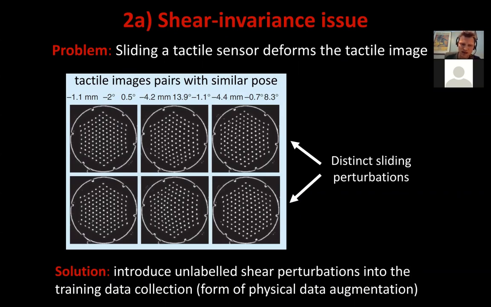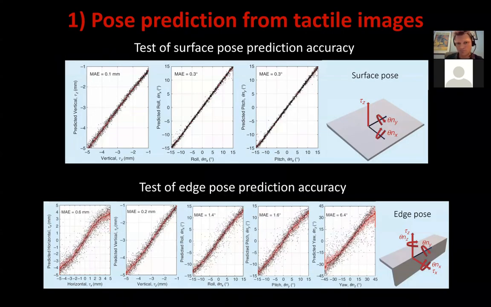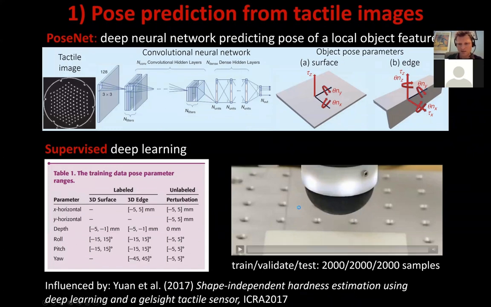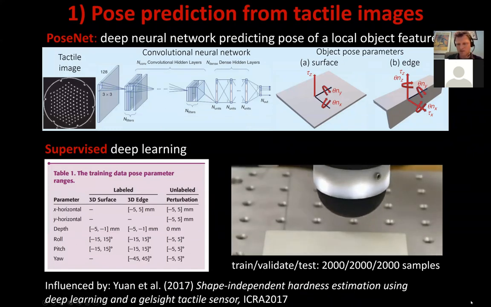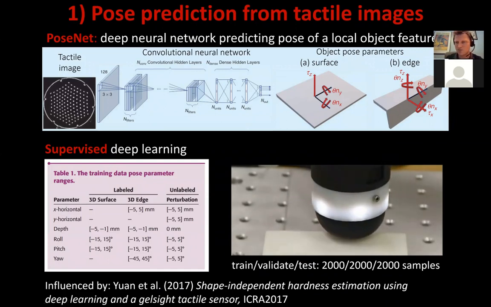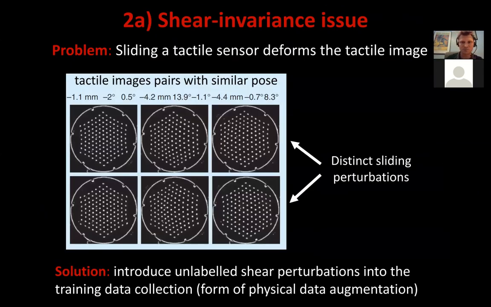A solution was to introduce unlabeled shear perturbations into the training data collection. You can consider this a form of physical data augmentation, where as the labeled pose data is being collected, unlabeled shearing perturbations are introduced so that they are represented in the training data. Here is an example of how that might be done, for example, sliding before you extract the data for the pose.